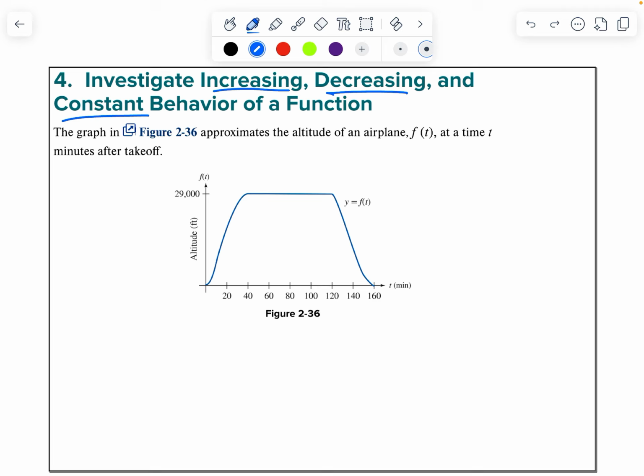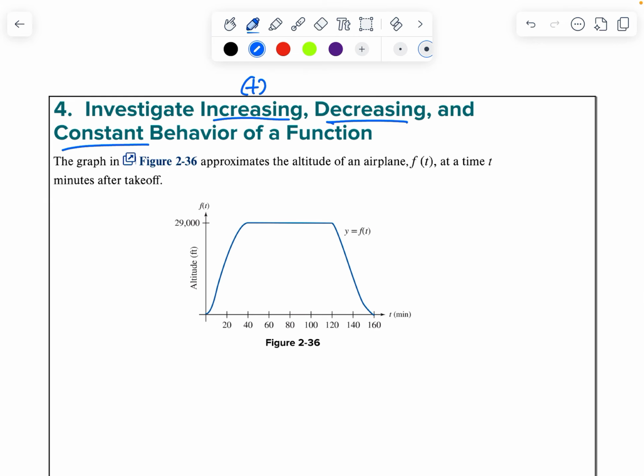We could think about the slope. So increasing would be a positive slope. Decreasing would be a negative slope, and constant would be a zero slope. If we talk about our mountain man that we talked about earlier this unit, if the mountain man is climbing up, it's a positive slope, he's increasing. If he's climbing down, it's a negative slope, he's decreasing. And if he ever hits a plateau, it's a zero slope.